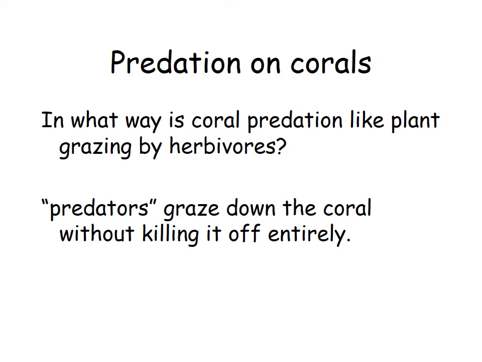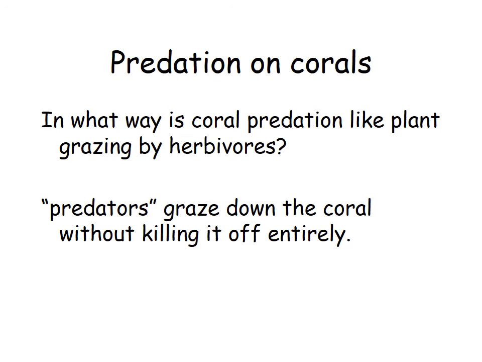Now, predation on corals. In what way is coral predation like a plant grazing on an herbivore? Predators graze down the coral without killing it off entirely. So when Miss Cow is out eating grass in the field, is she pulling the grass out of the ground and eating the roots, or is she just eating the tips? She's just eating the tips that are growing up. Same thing with the coral reef. The animals that come in, like the parrotfish, eat coral, but they don't eat it all the way to the bottom. They just eat the parts that are outgrowing. That allows the coral to regenerate itself and to grow again, just like the grass will grow on the land.